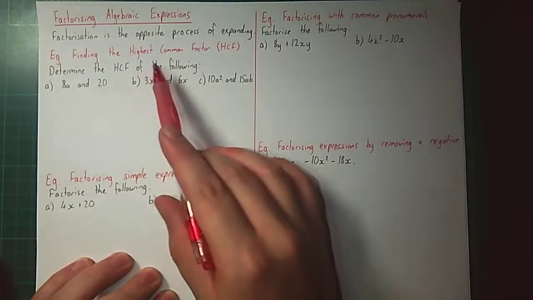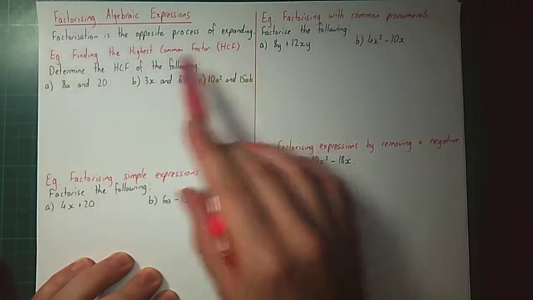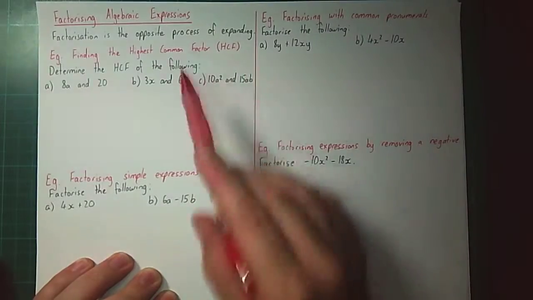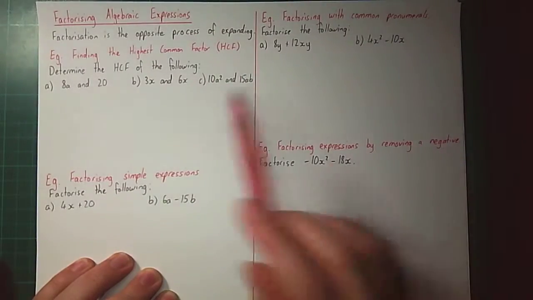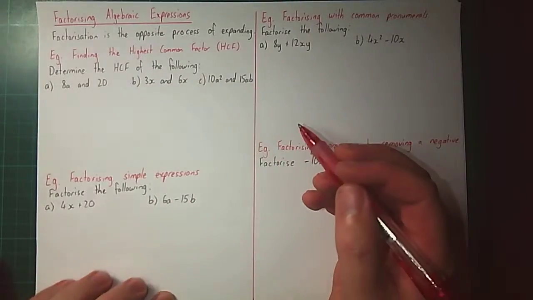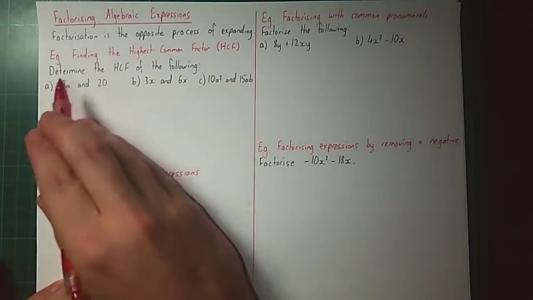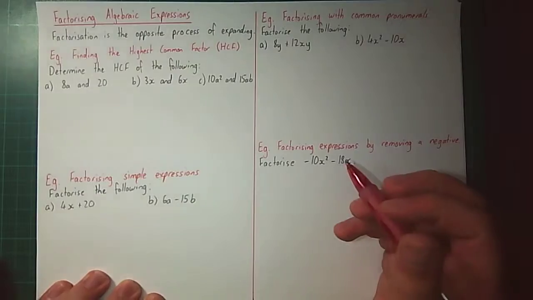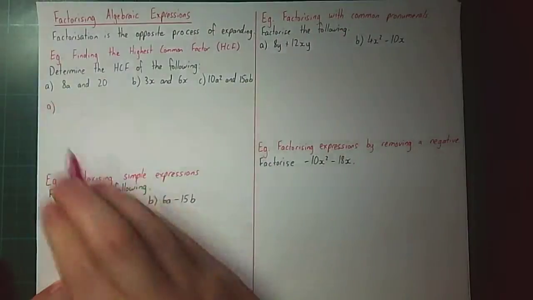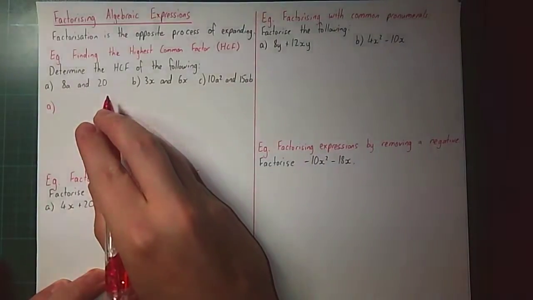Now, you may see highest common factor written commonly as HCF. Throughout this example, you'll see that HCF is used instead of the words highest common factor. So this example asks us to determine the highest common factor of the following. So we'll start off with A, makes sense. We've got 8A and 20.